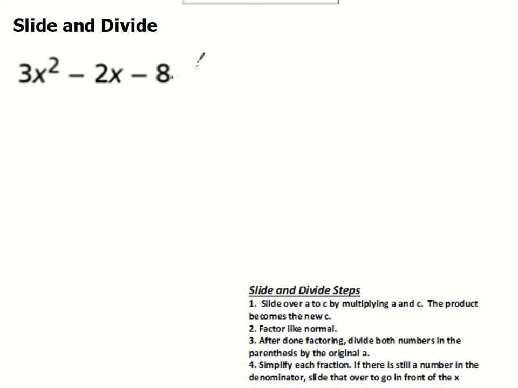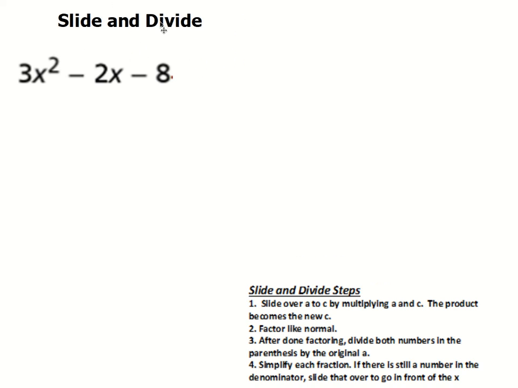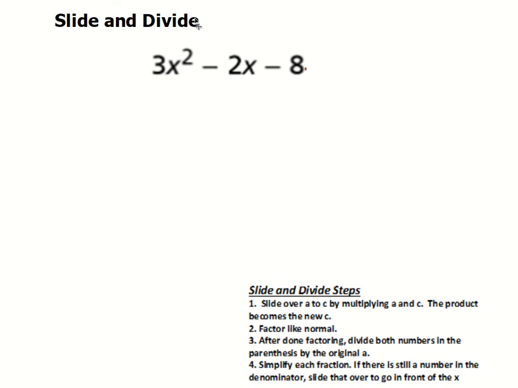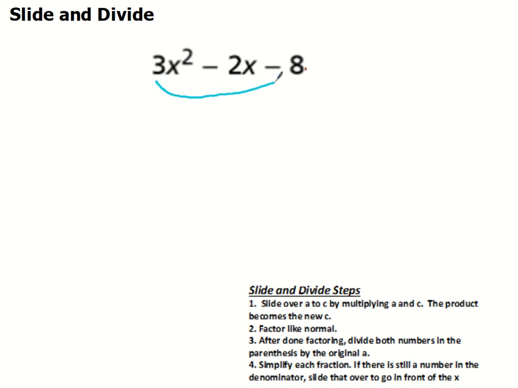Okay, so that was one method. Now we're going to learn slide and divide. So slide and divide is just different, okay? It gets us to the same result though, okay? So for slide and divide, the first thing we're going to do is it's in some ways similar, but it's still different. It's definitely different. So the first step is still the same. We're going to slide. We call this the slide, where I take 3 and I multiply it by -8, and I'm going to rewrite it.